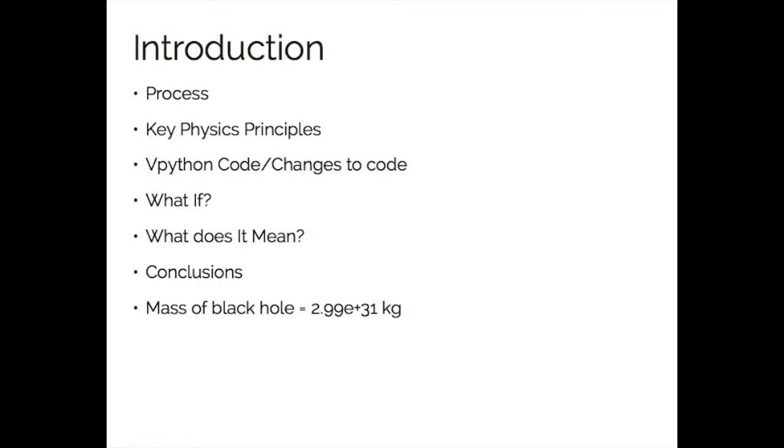This differs from what we've computed in labs before, where initial conditions were used to predict an object's motion. Finally, I'll go over the what if and what does it mean lab questions. This will inform how I obtained the ultimate conclusion that the mass of the black hole in my code was found to be approximately 2.99 times 10 to the 31 kilograms.